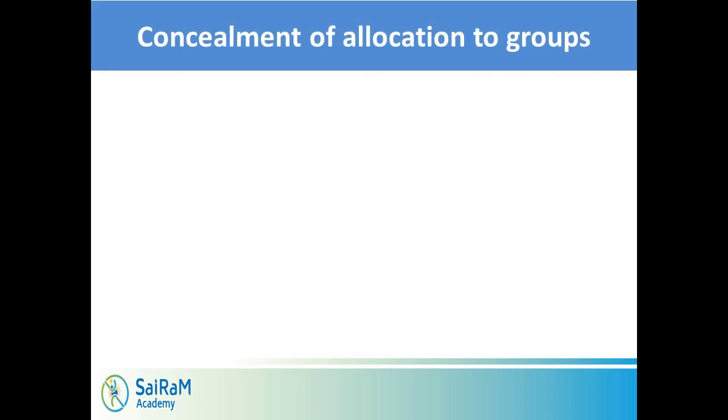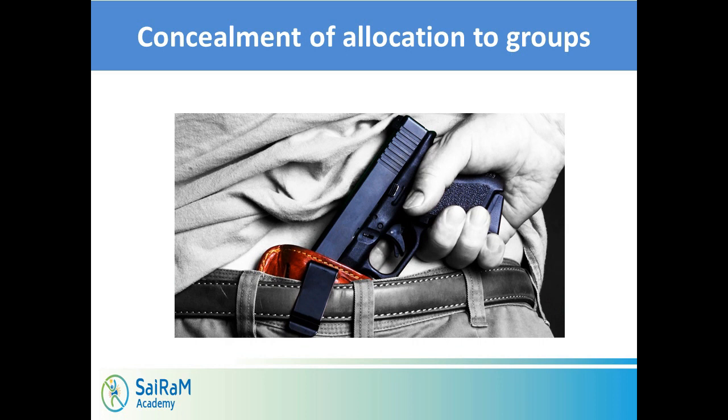So concealment method, you might have heard about, concealed cover or concealed allocation. This is a very important procedure which is used to prevent the researcher's bias. The assessor or the researcher will not be knowing to which group the patient is going to go until the allocation takes place. It will be concealed, it will not be shown to the researcher or the investigator unless the time comes when he is going to allot the patient to the two groups.